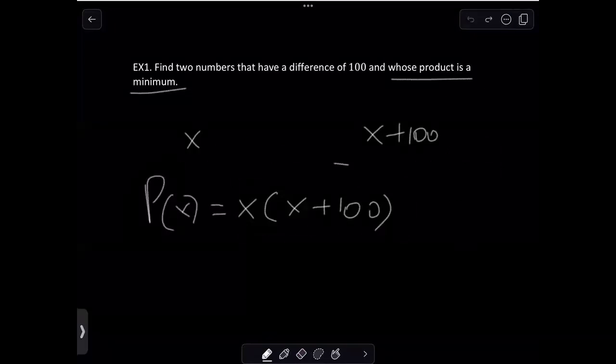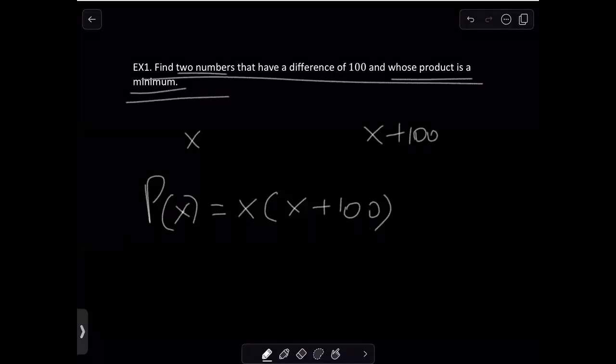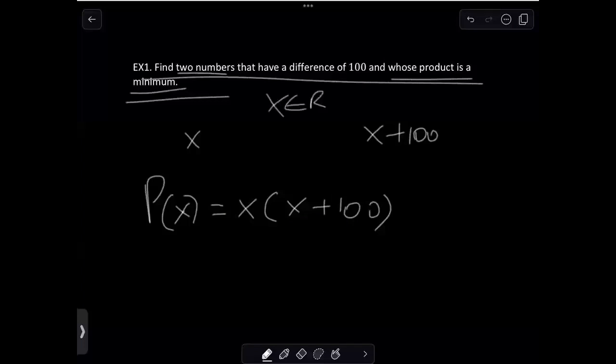Because x is an input variable into this product function. So this is my product function, x times x plus 100. Now we need to look at what's the minimum and maximum values that x can take. If you look at the question, there was really no minimum and maximum value that the x variable could take. It didn't say the first number has to be 2 or greater, and the second number has to be less than 1,000. There was nothing. So x is an element of real numbers.